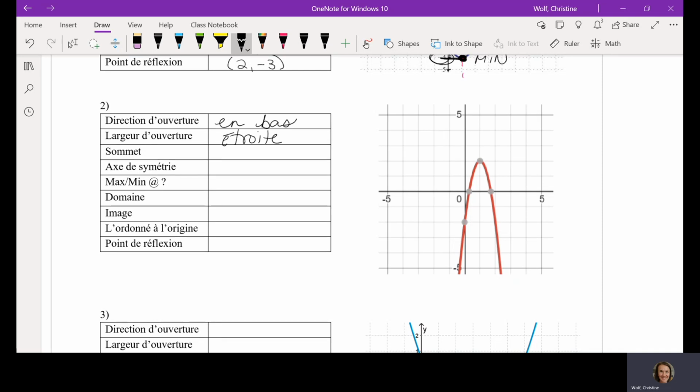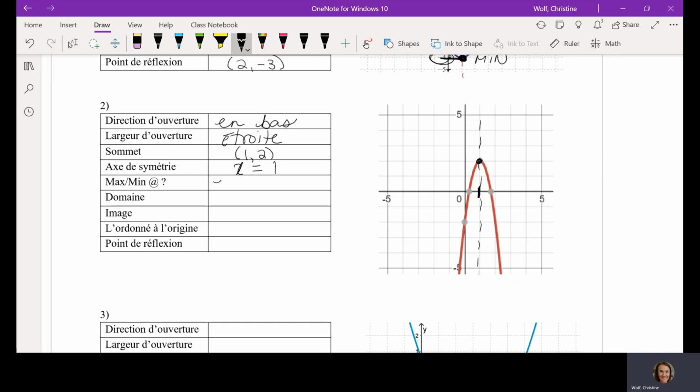OK? Le sommet, c'est ici. So, je veux le point. So, ça, c'est le point x égale 1, y égale 2. Axe de symétrie. So, voilà l'axe vertical. L'axe de symétrie se trouve à x égale, and we chopped through right there. Ça, c'est 1. On the x-axis, that's a 1.